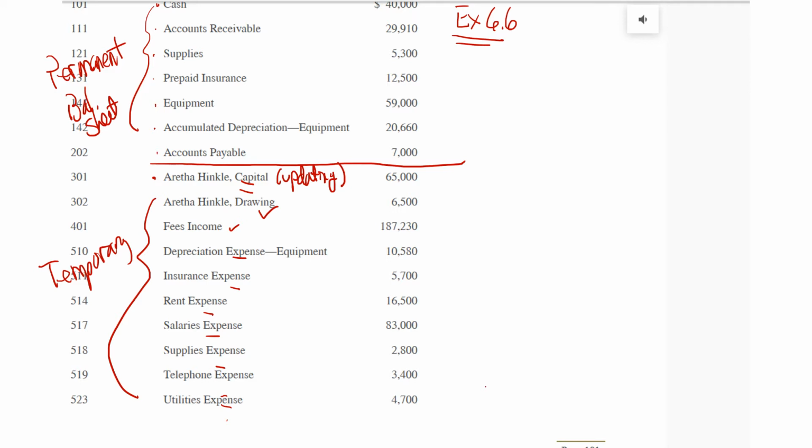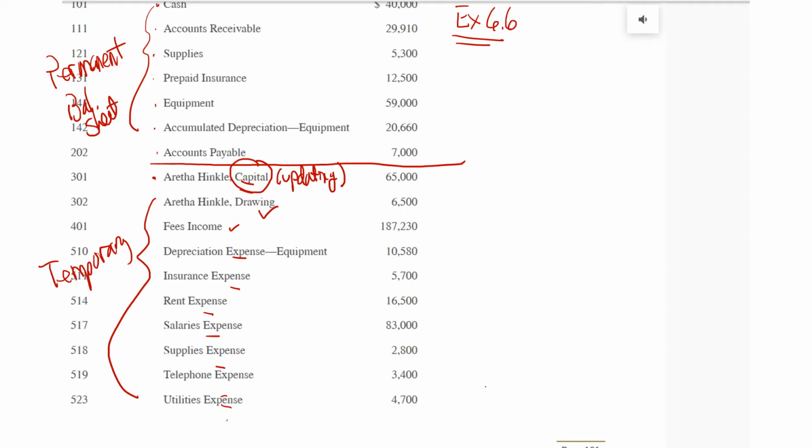Because remember, essentially what we're doing is we're going to transfer all of our temporary accounts into this capital account to get a new balance. It's basically your equity statement balance. All right, so on the next slide, again, I have all the journal entries written out.